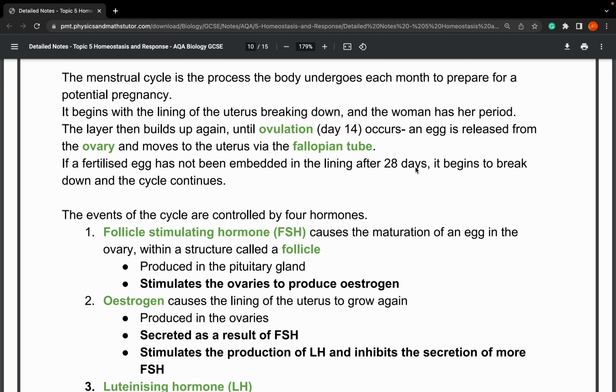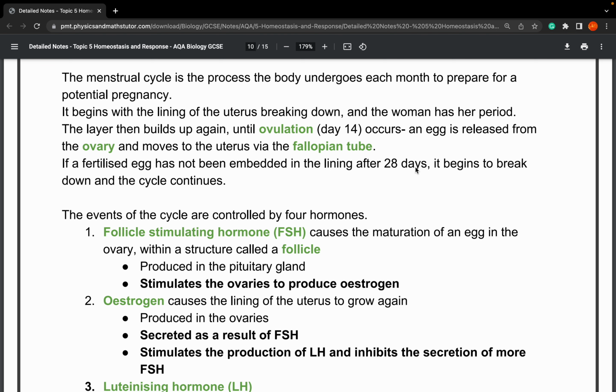It begins with the lining of the uterus breaking down and the woman has her period. The layer then builds up again until ovulation, which is day 14. An egg is released from the ovary and moves to the uterus via the fallopian tube. If the fertilized egg is not embedded in the lining, 28 days later, again it breaks down. So ovulation is concerned, day 0 the lining starts developing. On the 14th day the lining is nicely developed. The ovary releases the egg. If fertilization is not happening, the whole layer will start degrading. On the 28th day everything will come out as a menstrual period.